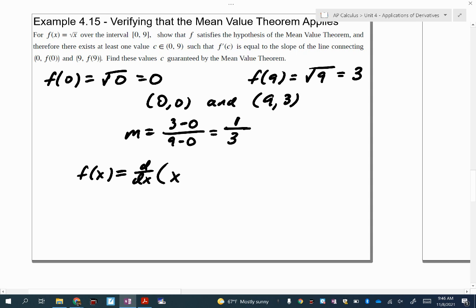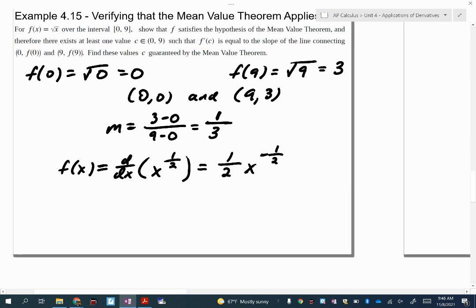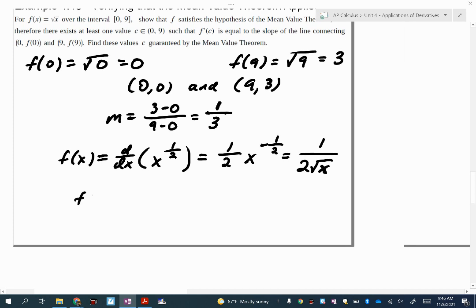So watch how I write it. d/dx of x to the 1/2 power. Right? I want to use the power property, or the power rule, I should say. So 1/2 times x to the negative 1/2 power. And if I make that look a little nicer, that's 1 over 2 times the square root of x. So there's some value c, so f prime of c, that when I plug it into this, I get the slope of 1/3, right? The lines have to be parallel, so the slopes are the same.